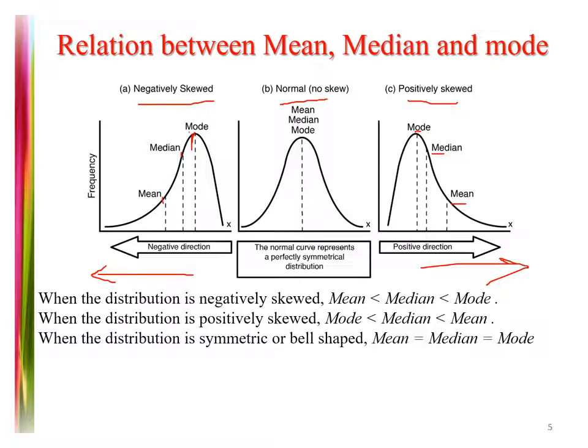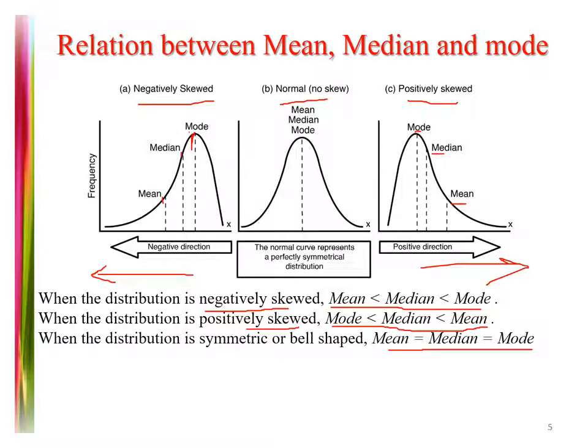And so I have given here, when the distribution is negatively skewed, mean is less than median is less than mode, or positively skewed, mode is less than median is less than mean. And when the distribution is symmetric or a bell-shaped curve, all these values are equal. And actually in this case the median is the midpoint.